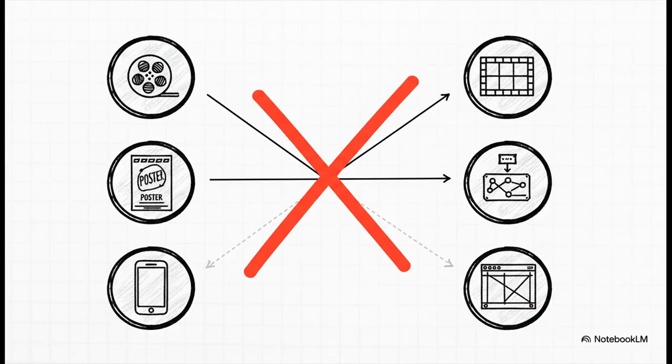So look, here's the absolute bottom line. These things are not interchangeable. You just can't use a wireframe to plan a movie, right? And a storyboard isn't going to help you design a mobile app. Each one of these blueprints is a special tool for a very specific job. Picking the right one, that's your first big step towards making something amazing.